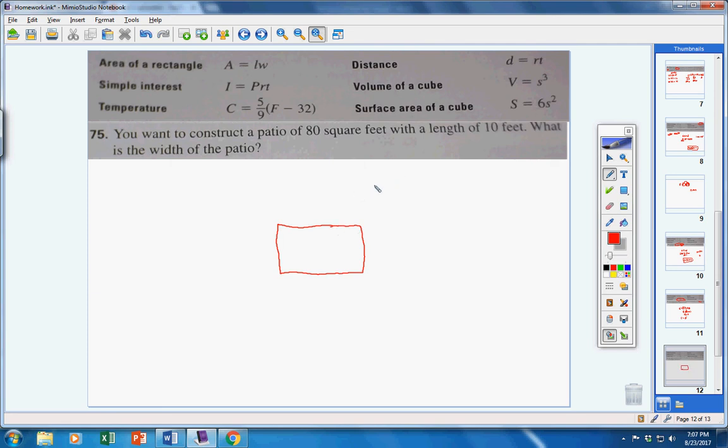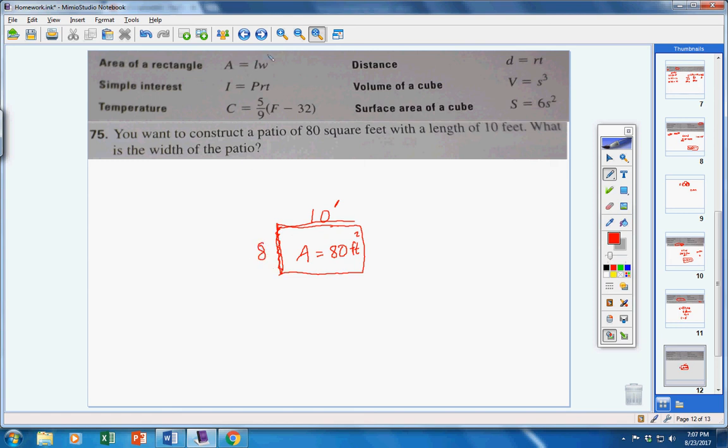And we know that because it says it has a length and a width, okay? Now, we know the length is 10 feet, and we know the area of this entire patio is 80 square feet, okay? So actually, this is pretty simple. What would this width right here have to be? 10 times something gives me an area of 80. Well, the answer is obviously 8.